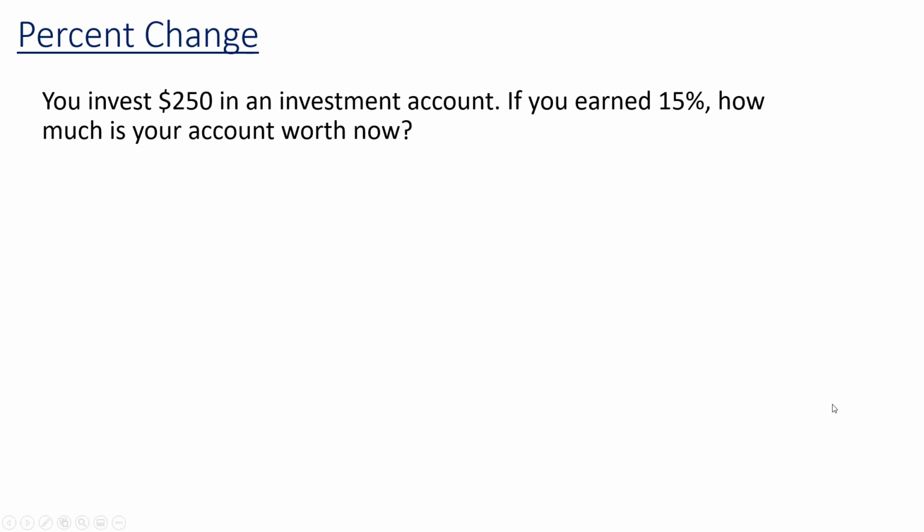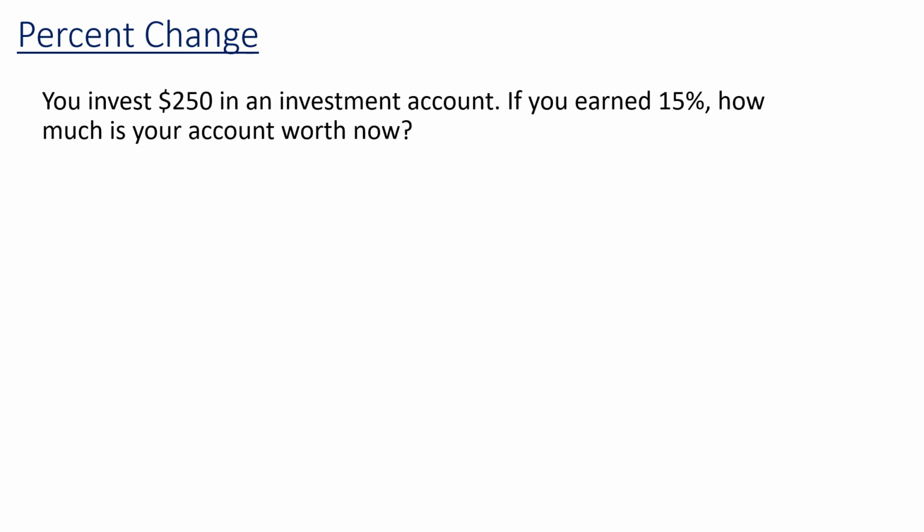Hey guys, today we're going to talk about percent change. So percent change, we're going to use it to solve these kind of problems. You invest $250 in an investment account. If you earned 15%, how much is your account worth now?